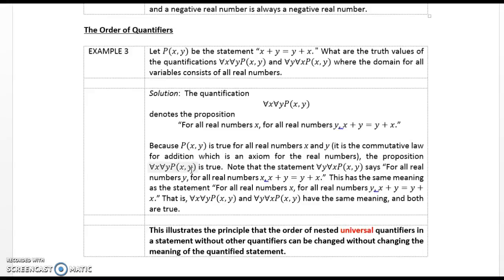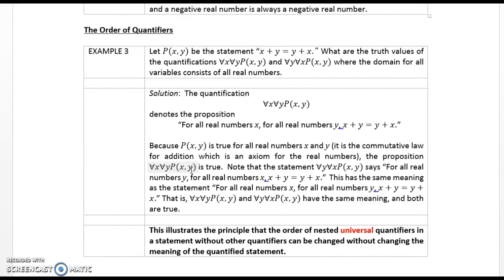The order of quantifiers. Example 3. Let P of x be the statement x plus y is equal to y plus x. What are the truth values of the quantifications "for all x, for all y, P of xy" and "for all y, for all x, P of xy," where the domain for all variables consists of all real numbers? The quantification "for all x, for all y, P of xy" denotes the proposition: for all real numbers x, for all real numbers y, x plus y is equal to y plus x.